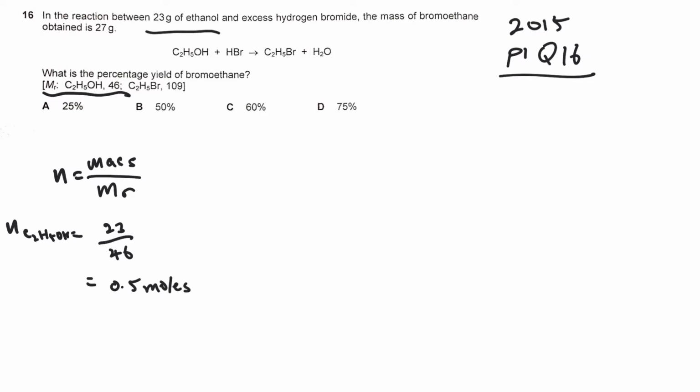And the question states that the hydrogen bromide is in excess. That also means that your ethanol will be the limiting reactant, and we will be basing our calculation on just the limiting reactant, which is the ethanol.